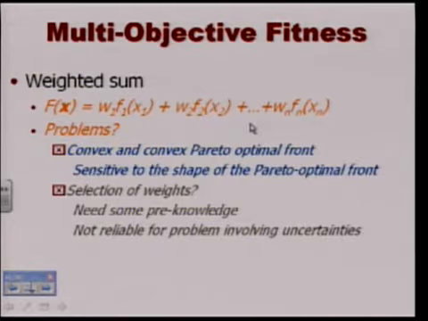And one idea is to use a single objective function representing all n objective functions by a so-called weighted sum, where these w1 through wn are the weights, usually non-negative, to indicate the importance of each objective function by some man-made preference. What would be the problem of this?